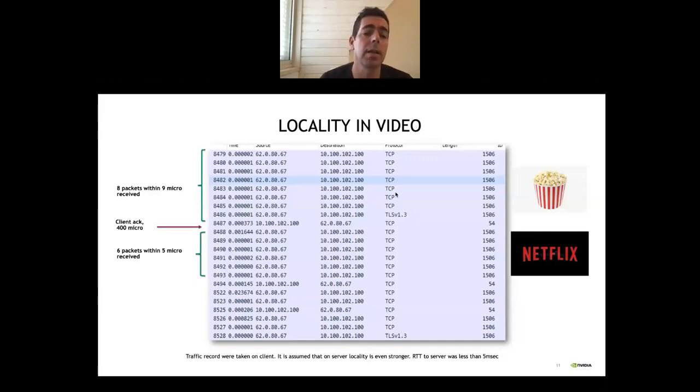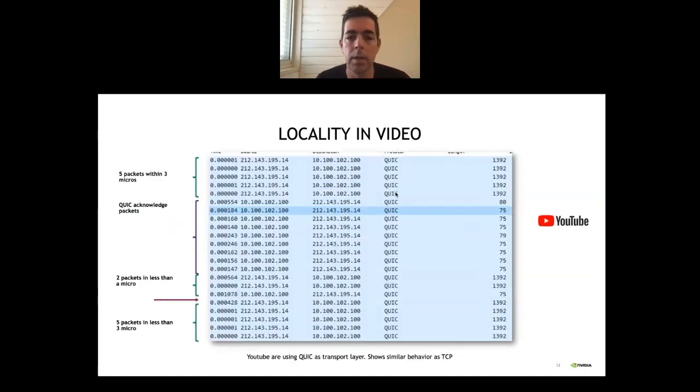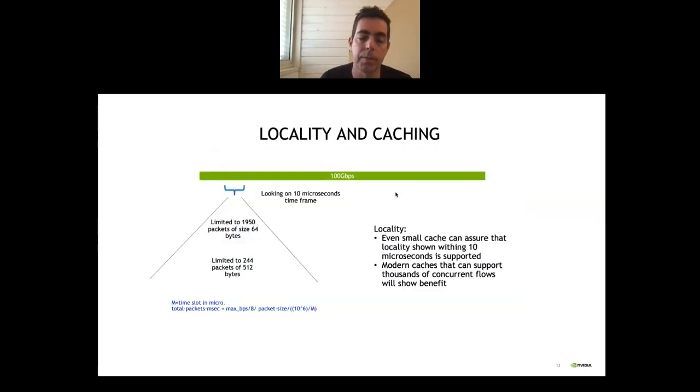Then we can see the client is sending an ACK towards the server, and another burst of traffic at a microsecond level is sent. Again, for YouTube, we see similar behavior. YouTube is using Twig, which is like a transport layer, like TCP over UDP. It has congestion avoidance algorithms and basically behaves the same. Again, a burst of traffic within microseconds between them, every time the server gets an acknowledgement.